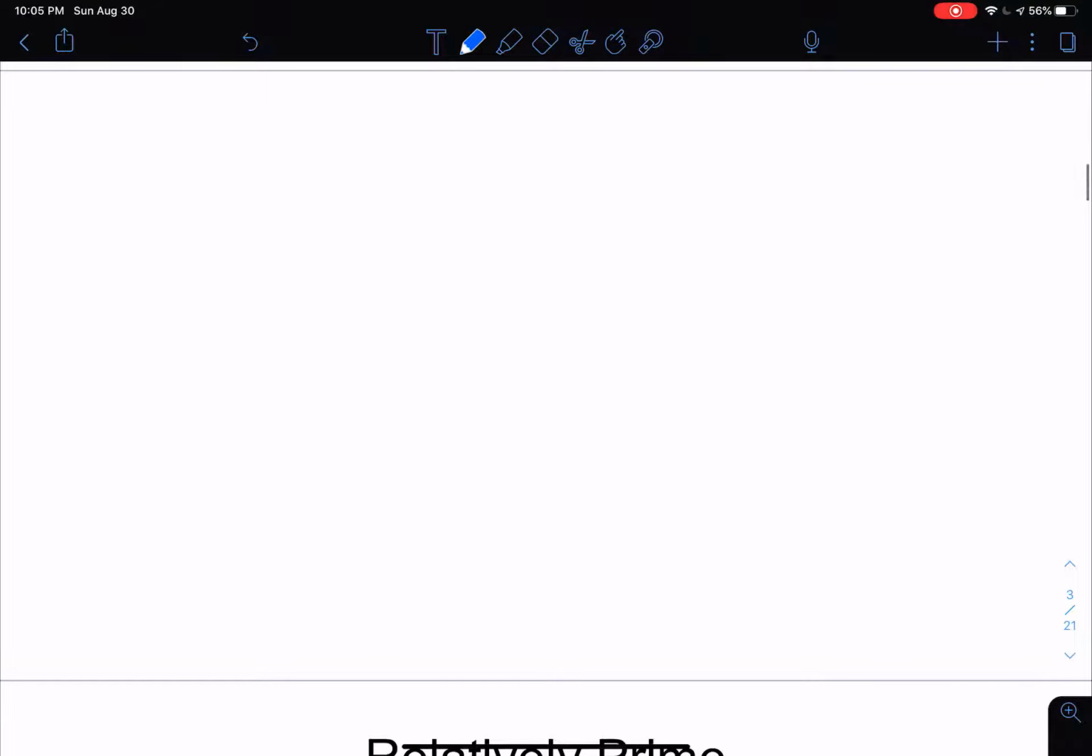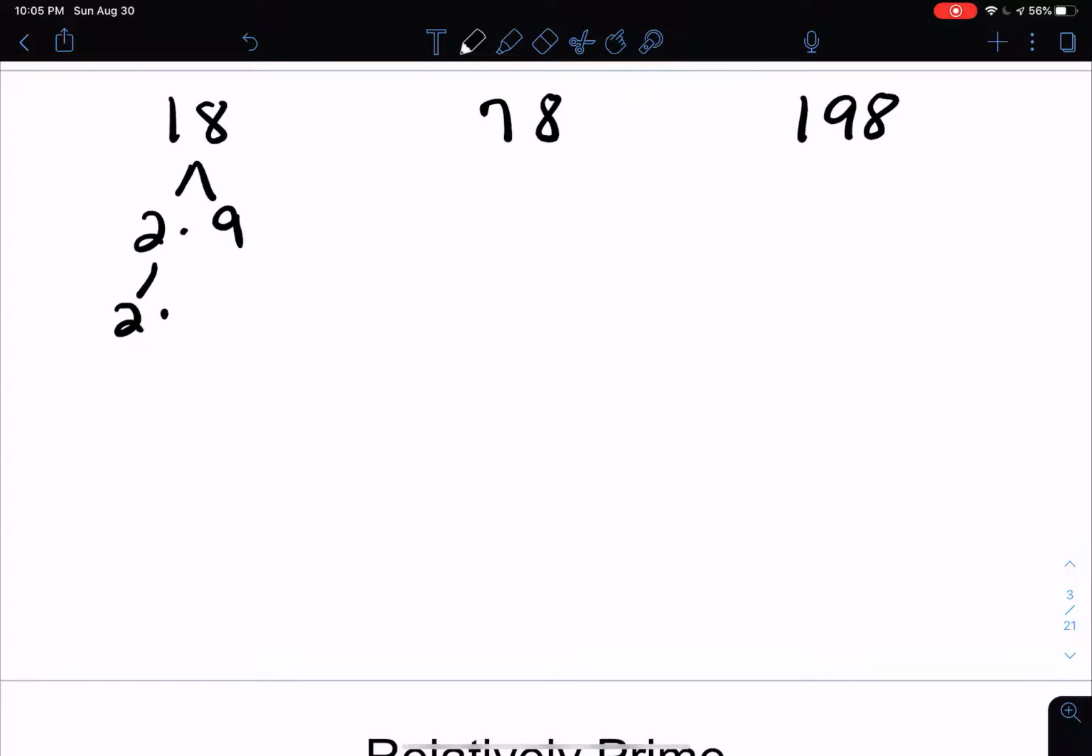Okay, let me do one more example. This time we're going to have 3 numbers, 18, 78, and 198. 18 will break down to 2 times 9. 2 comes down. 9 will break down to 3 times 3. 78, again, you can start however, whatever you spot first. I just spotted 3 times 26 when I was looking at it. You might have spotted 2 times 39 first, whatever. 26 will break down to 2 times 13.